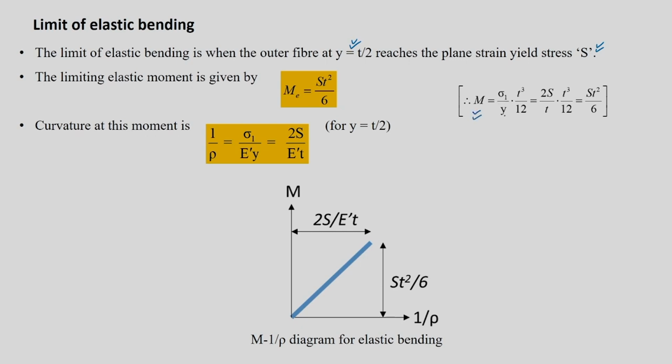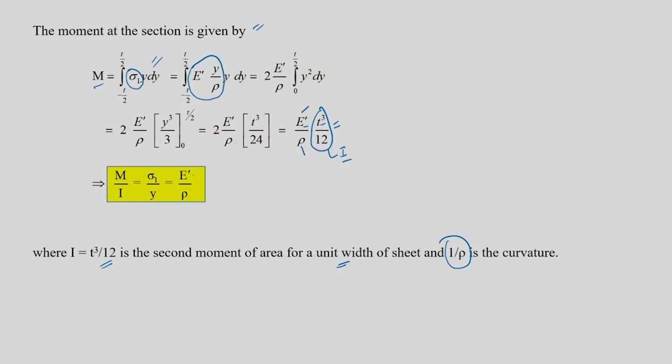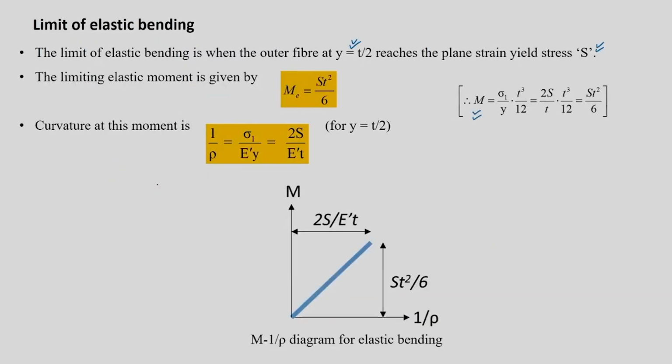The moment equation is sigma 1 by y into t cube by 12, which you already derived. Moment is equal to sigma 1 by y into I, which is nothing but t cube by 12, right. So moment M is equal to I sigma 1 by y, so I is t cube by 12, into sigma 1 by y, correct, which is what I have given here.